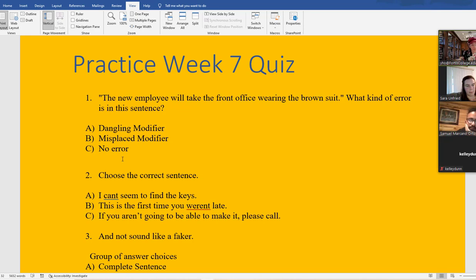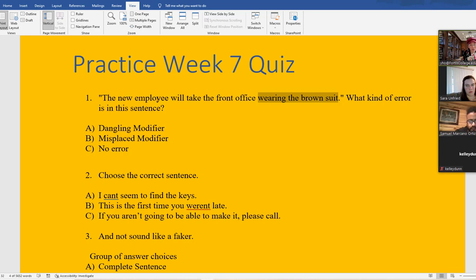B. The new employee. No, we're not missing the subject. The subject is the new employee. So try again. Because a dangling modifier means that we're missing the subject of the sentence. Oh, it said misplaced. Yeah, it's a misplaced modifier. That's how you remember it: this is the modifier and it's misplaced. It needs to be placed next to what it modifies.